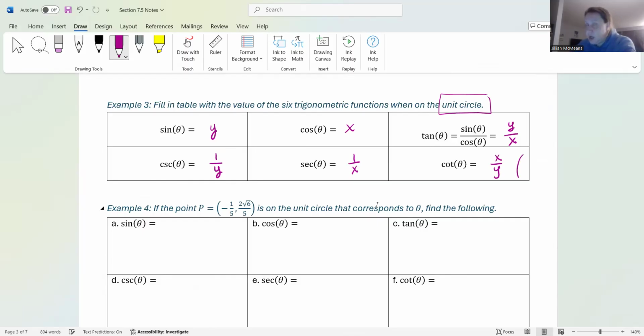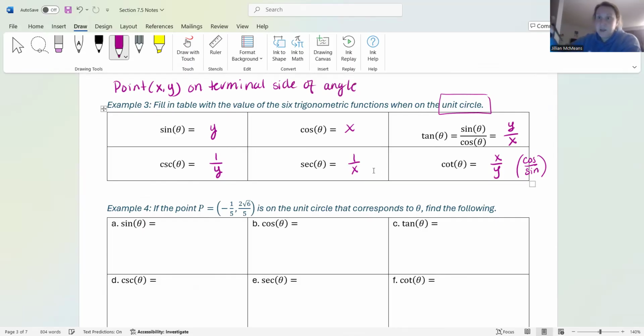And that one shouldn't be too shocking because remember those quotient identities? We had a quotient identity for cotangent too, which said that cotangent is cosine over sine. So x over y. Okay? So those are the 6 trigonometric functions and what they look like according to the ordered pair. So again, this is assuming we have some point (x, y) on the terminal side of the angle, and the terminal side is going to intersect that circle at this point (x, y). Okay? Now let's look at an actual example of this.